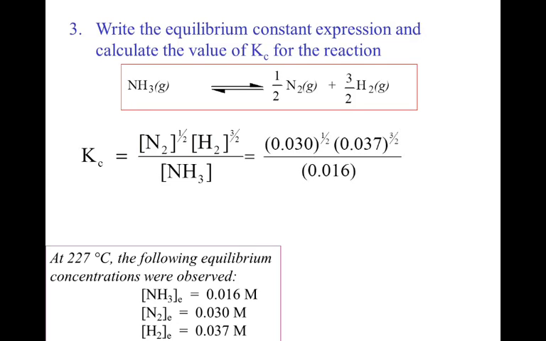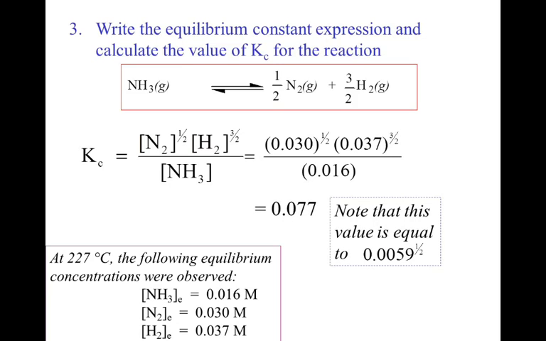So substituting in our equilibrium concentrations, it looks like this. We have 0.030 raised to the 1/2 times 0.037 raised to the 3/2 divided by 0.016. I don't have an easy way to show you working these. I feel like I have fat fingers on my calculator. It's definitely doable, but when you do that, you end up with a value, 2 sig figs, of 0.077.